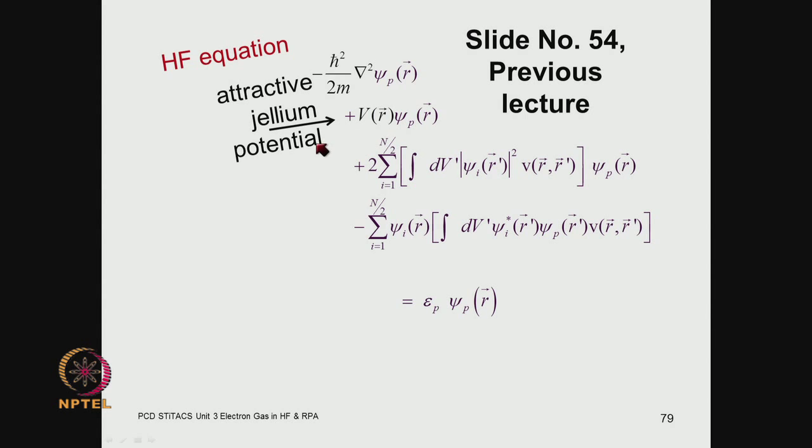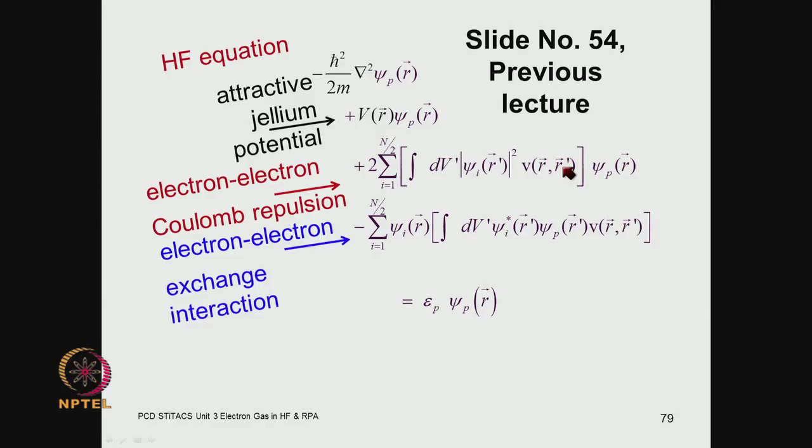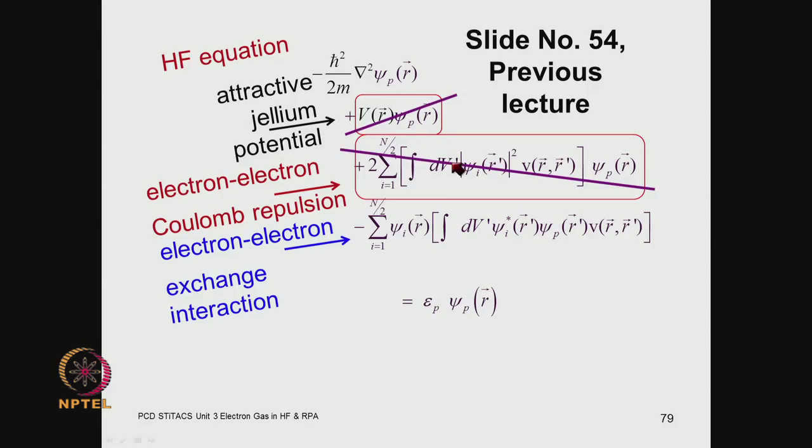You have a Jellium potential, and as we discussed in the previous class, the electron Coulomb repulsion, which is the direct interaction term, and then you have an exchange term. So these are the two terms which are similar to what we have in the atomic case as well, but in the present case these two terms, which are the Jellium attractive potential term and the electron repulsion term, are exactly equal and opposite. This one is attractive, this one is repulsive, and they are exactly the same, so they will cancel each other.